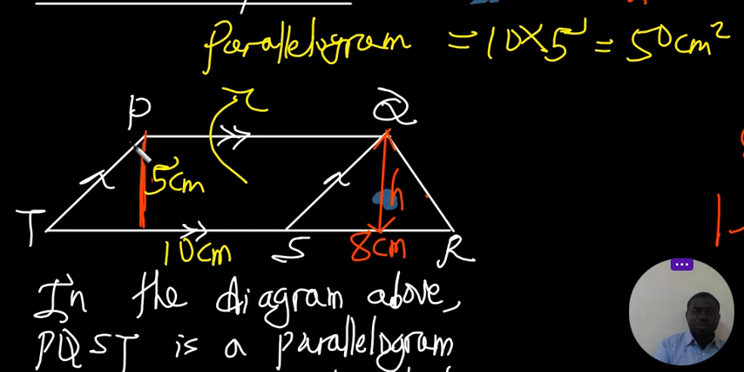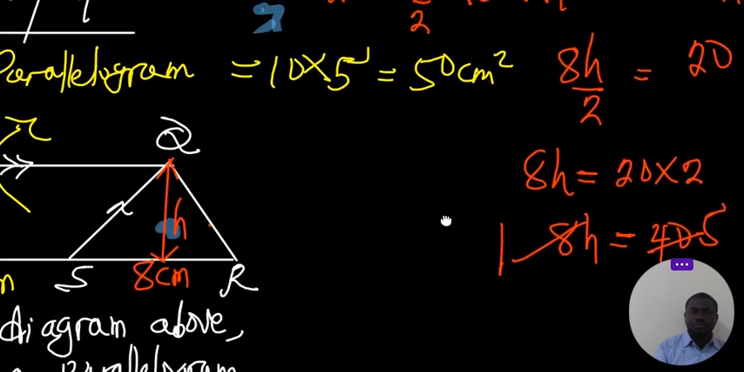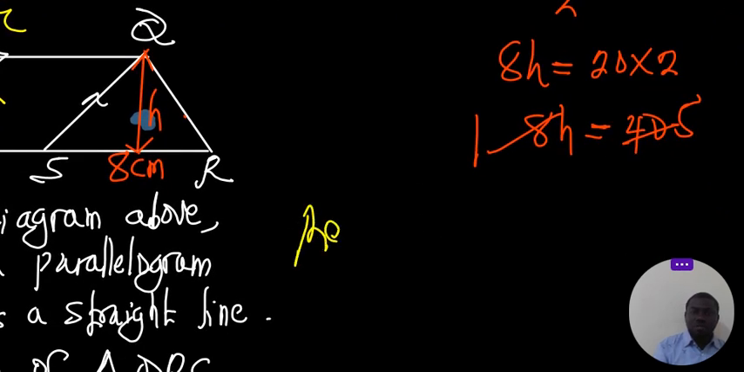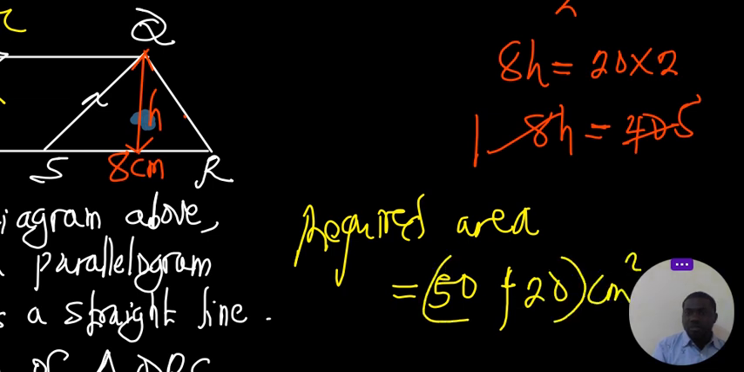Now area of the entire shape PQRT, the trapezium, is the area of this triangle, given as 20, plus the area of the parallelogram. So that's area of triangle plus area of parallelogram. So the required area is area of parallelogram 50 plus area of triangle, which was originally given to be 20, all in centimeters squared, and that will be equal to 70 cm squared.